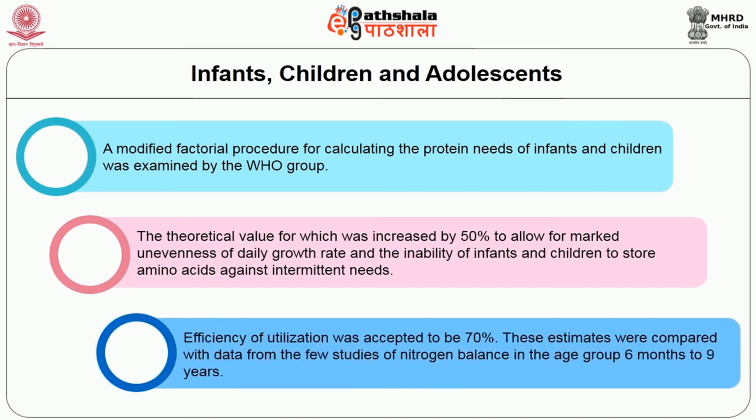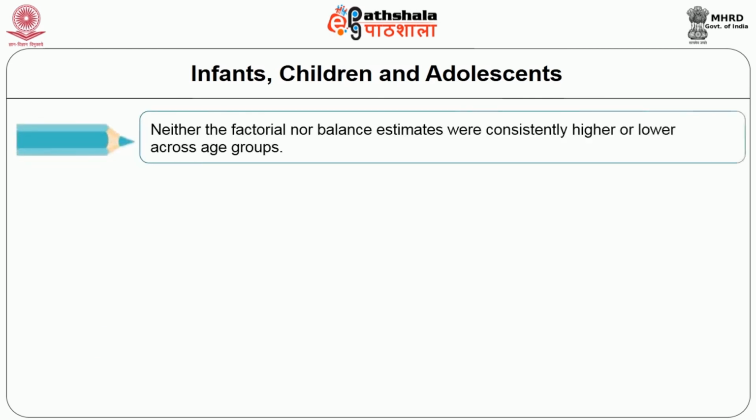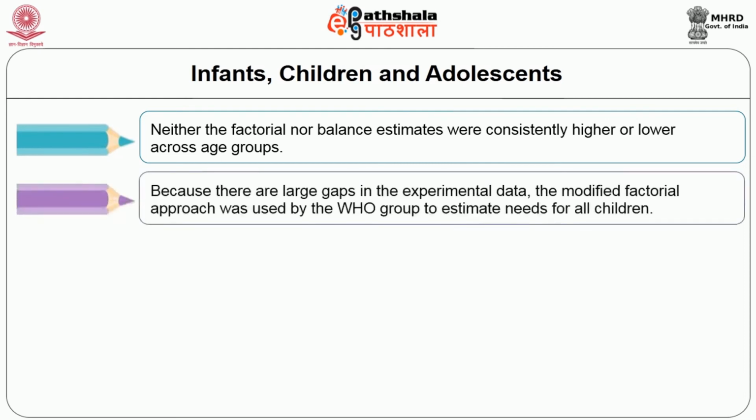Efficiency of utilization was accepted to be 70%. These estimates were compared with data from the few studies of nitrogen balance in the age group of 6 months to 9 years. Neither the factorial nor the balance study estimates were consistently higher or lower across the age group. Because there are large gaps in the experimental data, the modified factorial approach was used by the WHO group to estimate needs for all children.